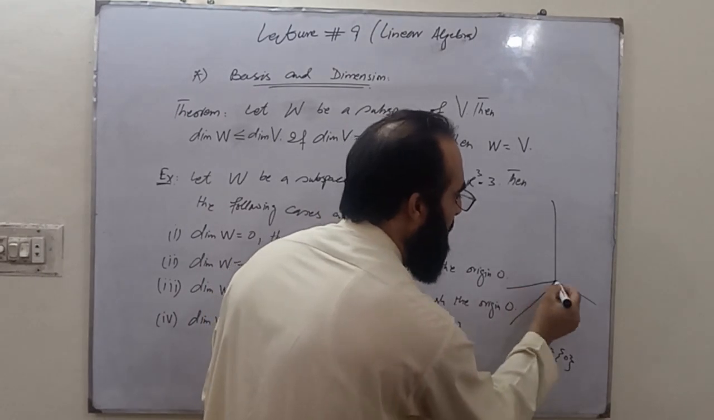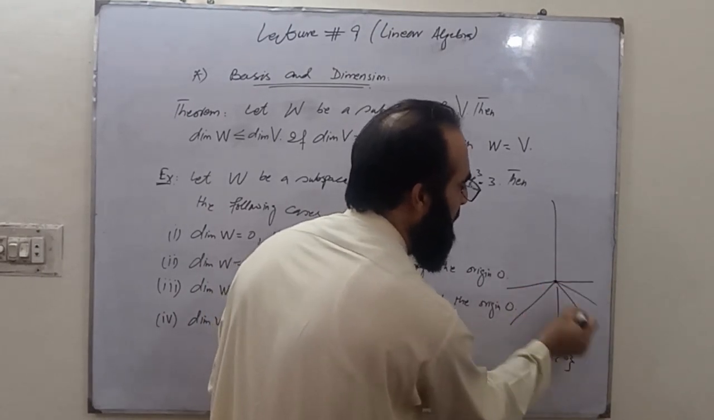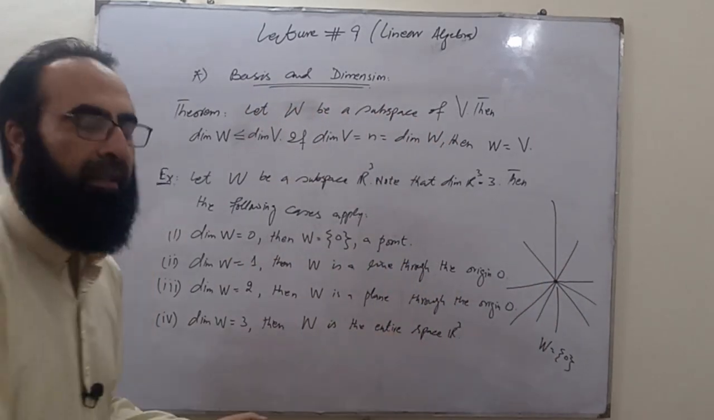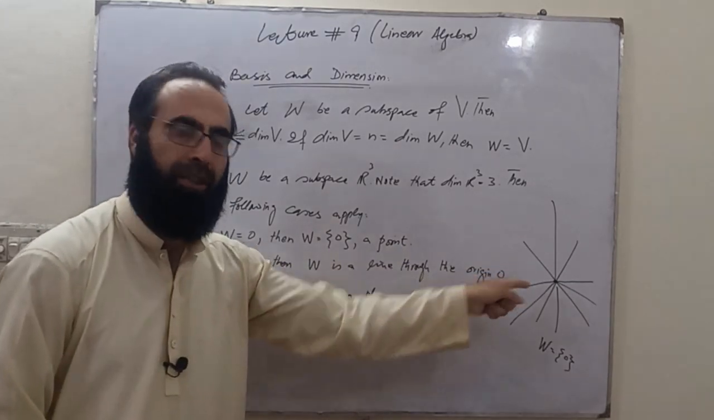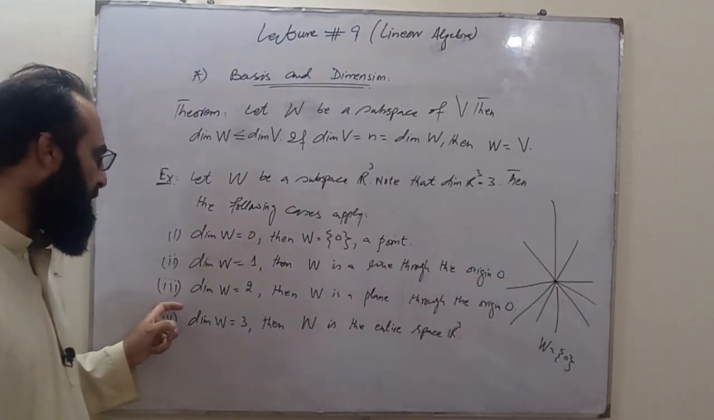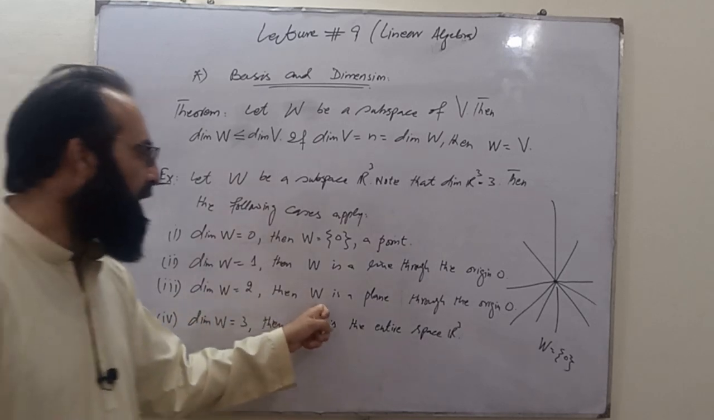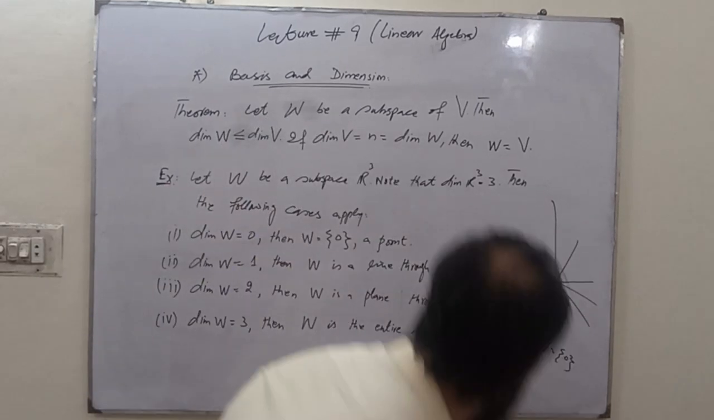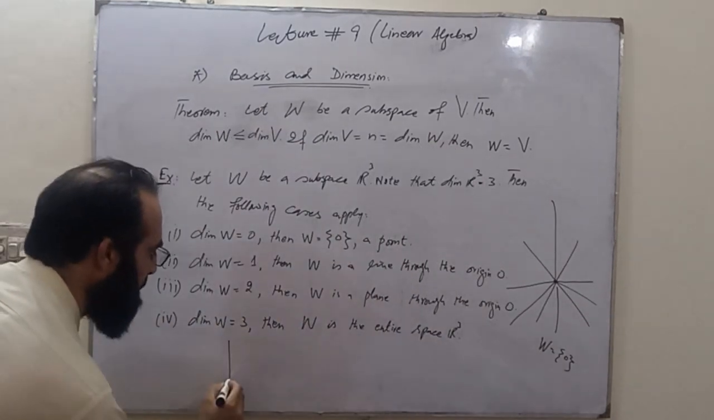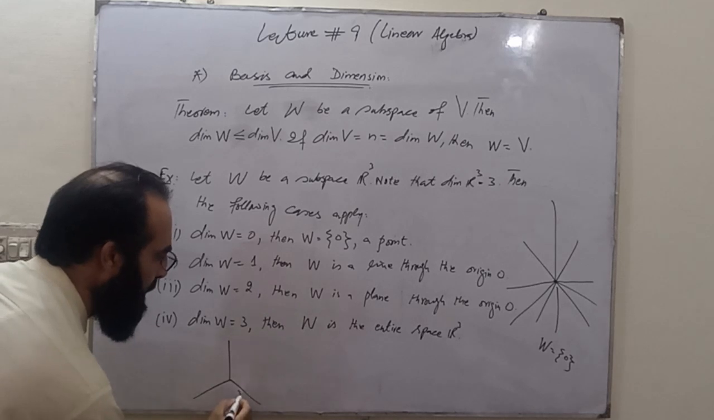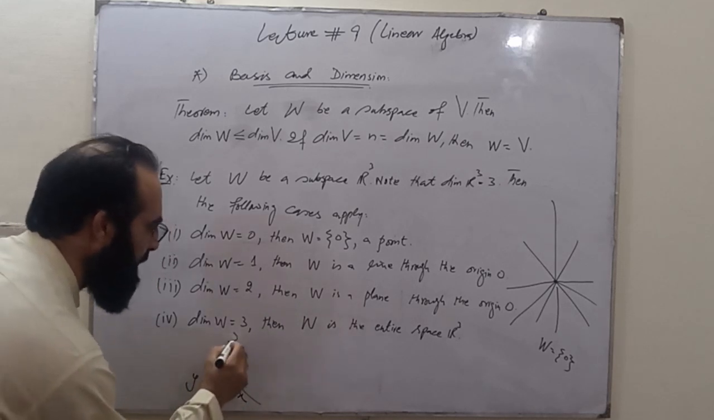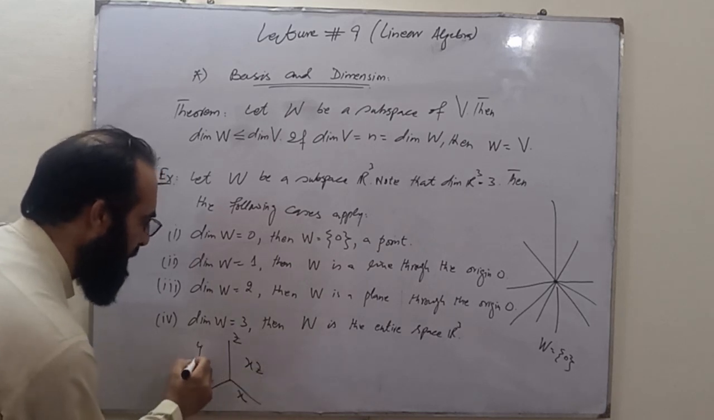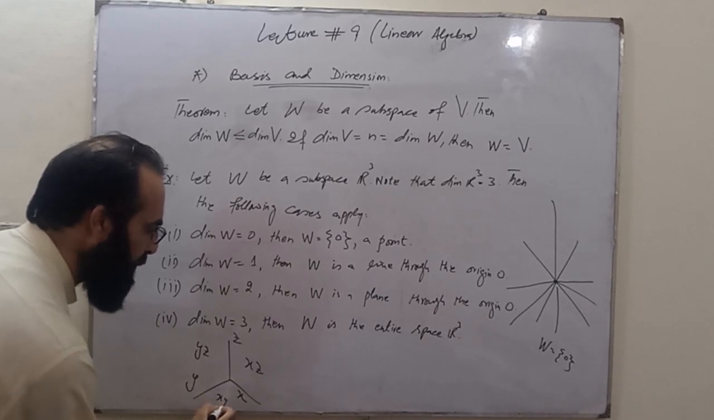This straight line may be this one, this straight line can be this one, this straight line can be this one. This may be any straight line passing through that origin. Number three, if the dimension of the subspace is 2, then W is a plane through the origin. Say this one is our x-axis, this one is our y-axis, this one is our z-axis. Then this plane will be the xz plane, this plane will be the yz plane, and this plane will be the xy plane.